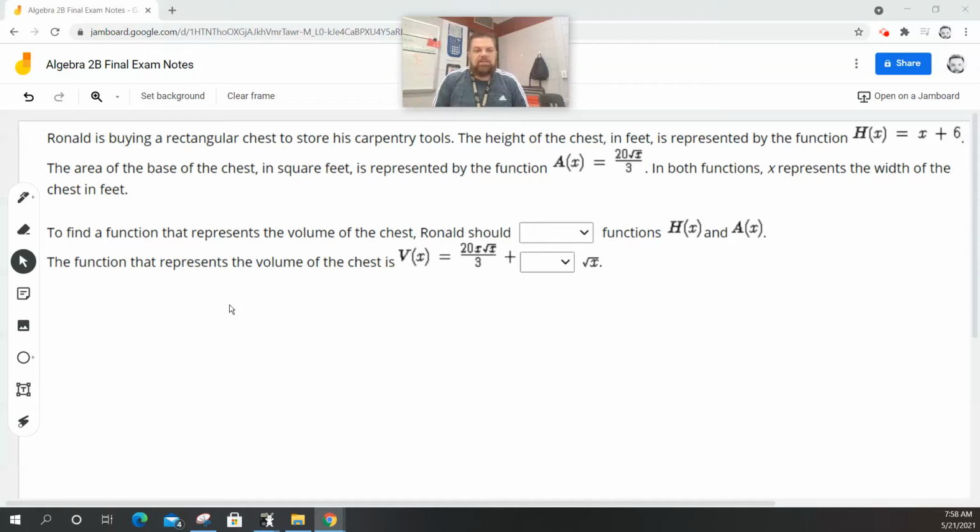So Ronald is buying a rectangular chest to store his carpentry tools. The height of the chest in feet is represented by the function h of x is equal to x plus 6. The area of the base of the chest in square feet is represented by the function a of x equals 20 root x over 3. In both functions, x represents the width of the chest in feet. To find a function that represents the volume of the chest, Ronald should blank the functions.